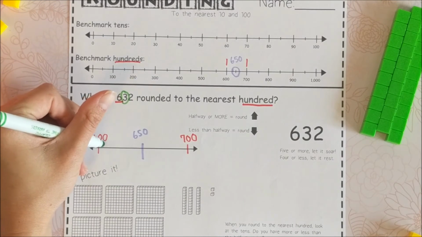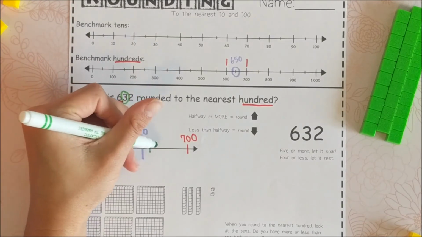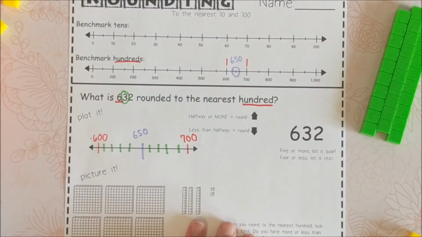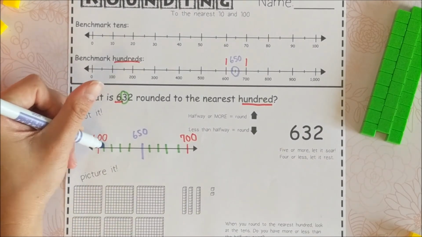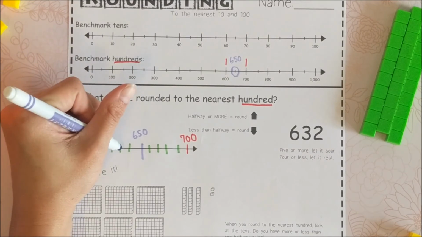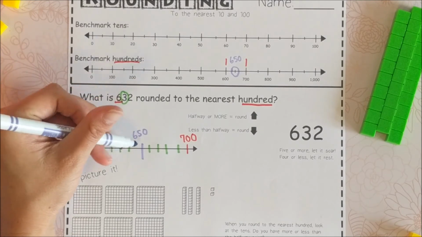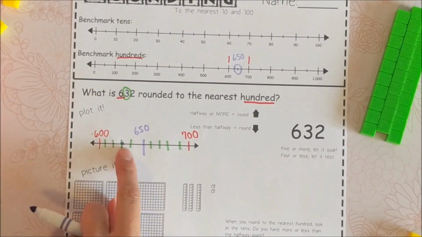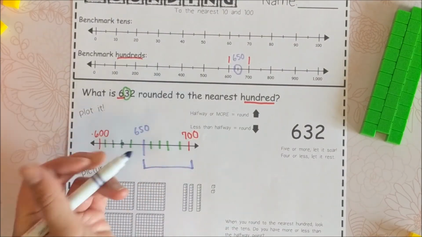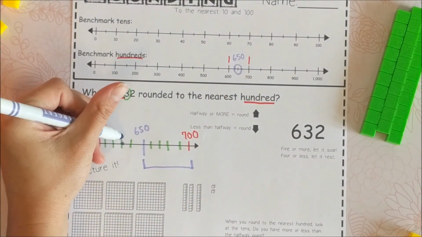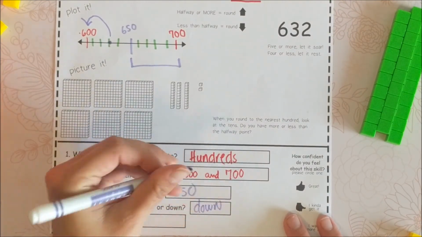So 610, 620, 630, 640, 650, 660, 670, 680, 690. So our number is 632. So 610, 620, 630. So it's about right here. It's just right past 630. Well, we're using these tens to really guide us. All right, so is it more than halfway, or is it halfway? If so, we would round up. In this case, it's less, so we're going to round down, and the answer is 600.